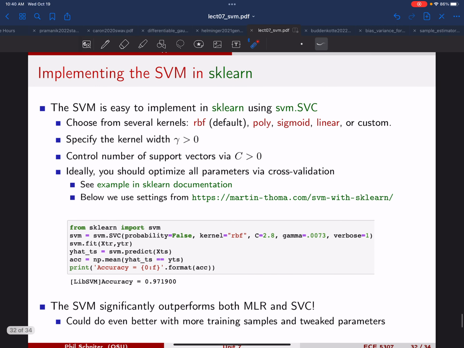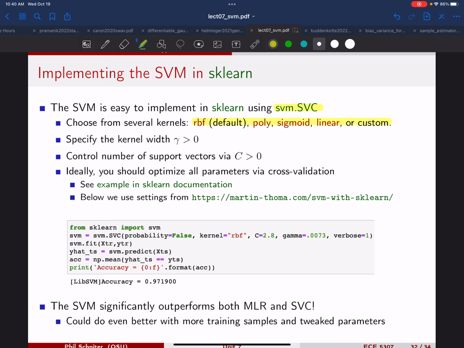So last thing to talk about is how we implement this in sklearn. So now we're going to use the SVC. Previously we used linear SVC. That only works, you could say, for the linear kernel. This new function, SVC, works for all kinds of different kernels. The Rbf, that's the default one, poly, sigmoid, linear, or you can specify a custom kernel of your own making.